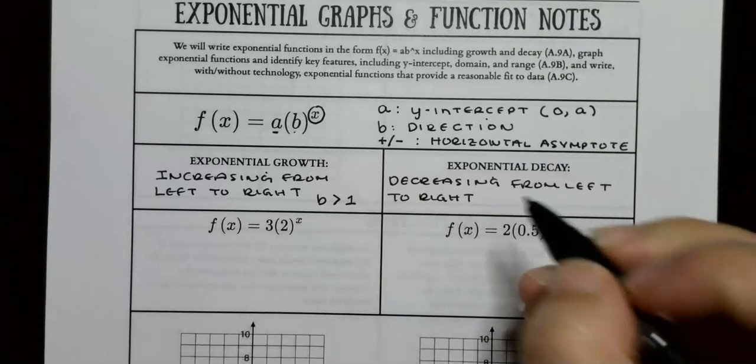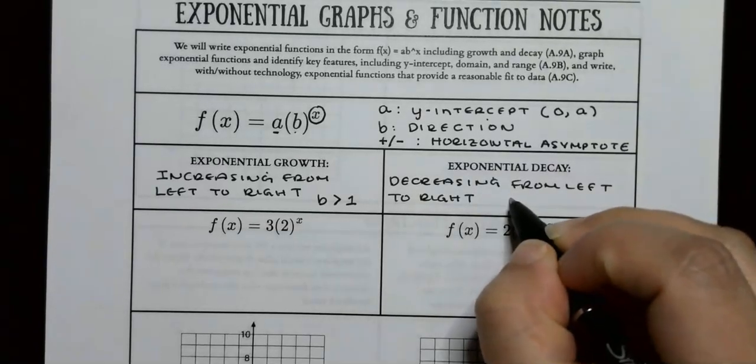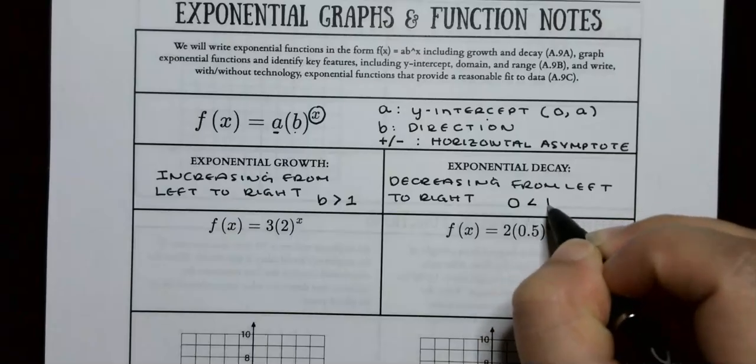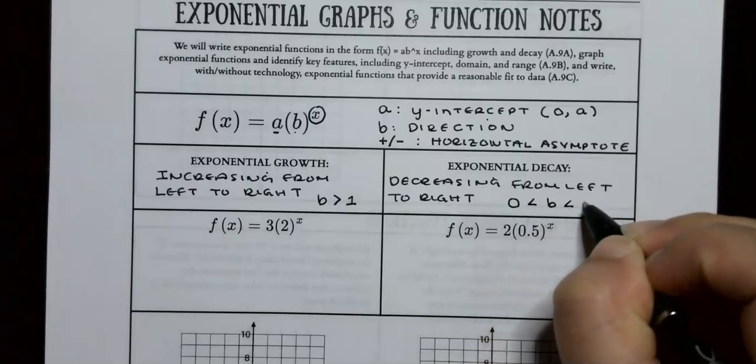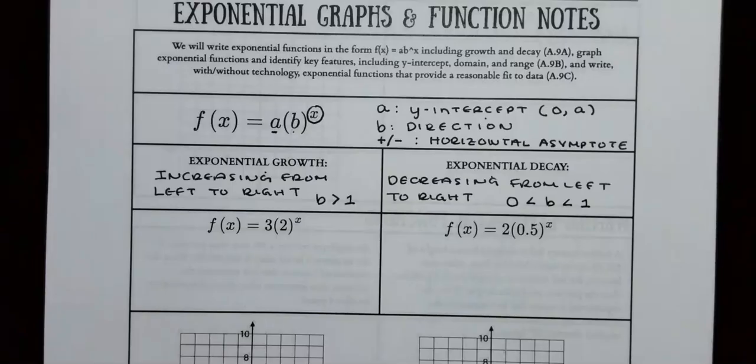So it is going to be a number less than 1, but it can't be negative. So for this one, we're actually going to write it out and say that b has to be a number between 0 and 1. So the only numbers you're going to find between 0 and 1 are all positive, and they're either going to be fractions or decimals, like 0.25, 0.50, 3/4.